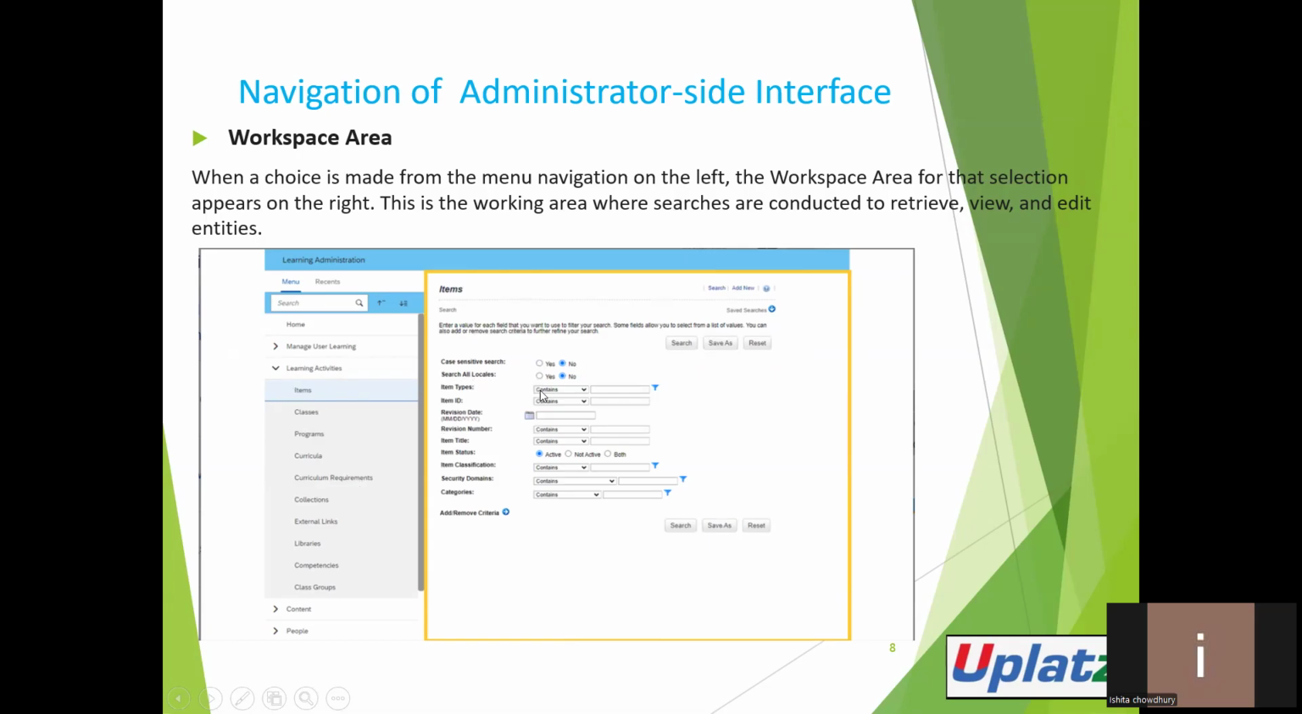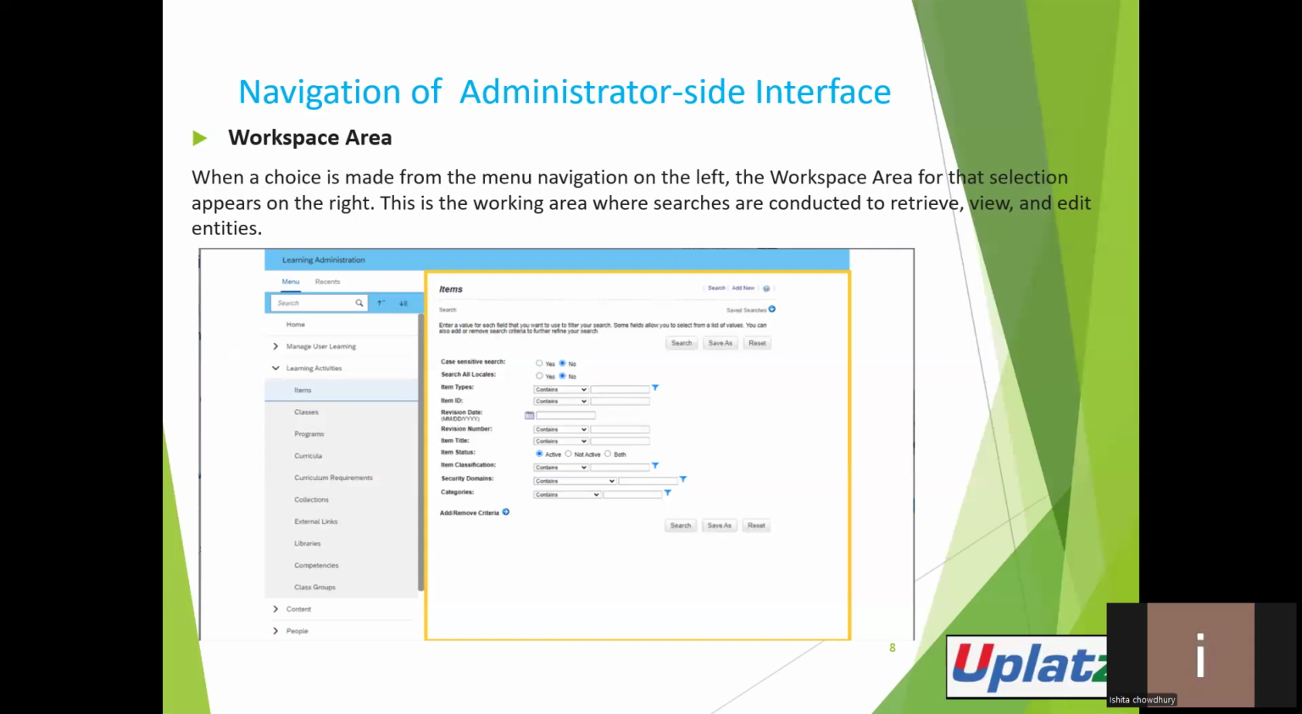You have locales. Locale is nothing but various languages, right? Then we have item type, which is nothing but online class or an instructor-led class, right? We have the revision date. What does revision date mean? Revision date means the date on which the item was created, or the revised version of the item will be available under the field revision date. So if we know the date, we can input the revision date and we can search it.